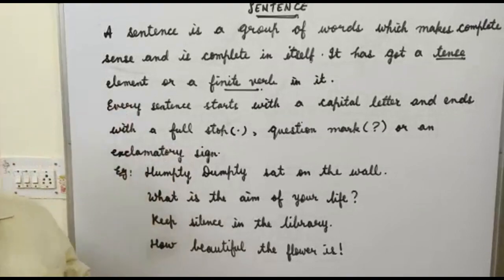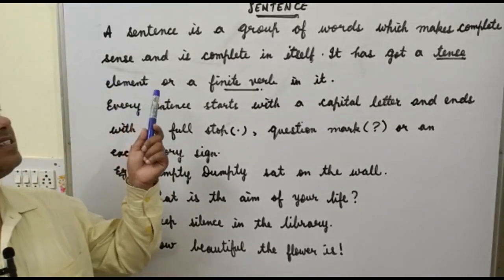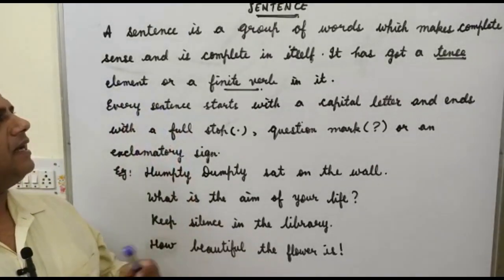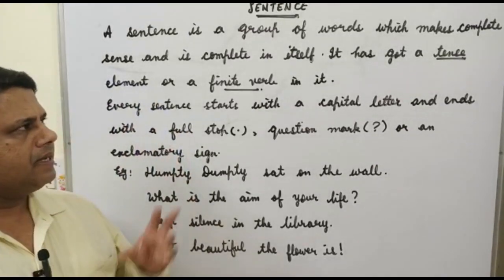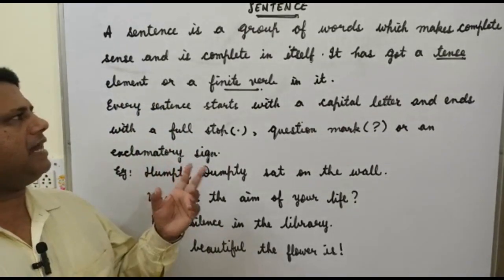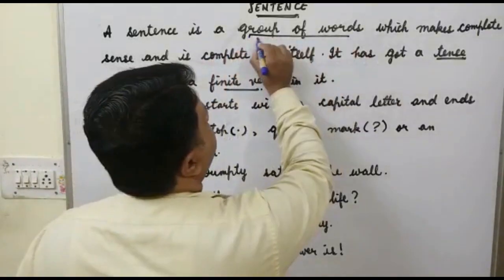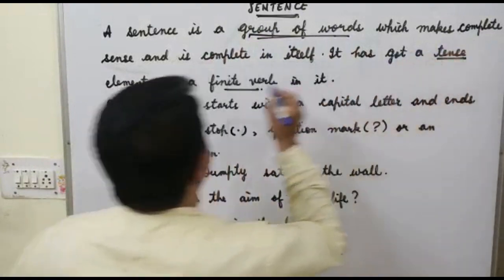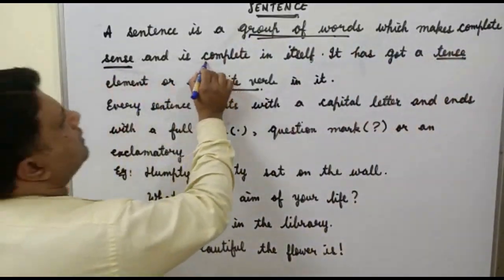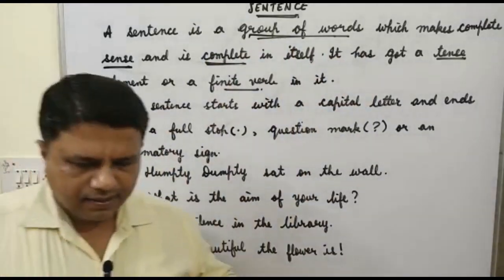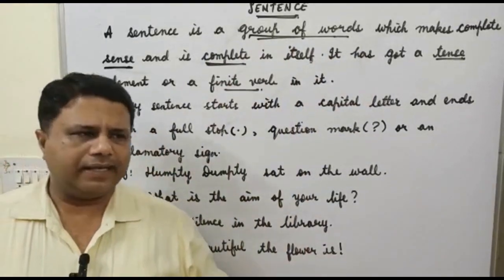So here goes the definition of a sentence. A sentence is a group of words which makes complete sense and is complete in itself. Then it has got a tense element or a finite verb in it. So group of words, first thing; then sense, second thing; complete in itself, third thing; and a tense element, fourth thing. So this is the meaning of a sentence.